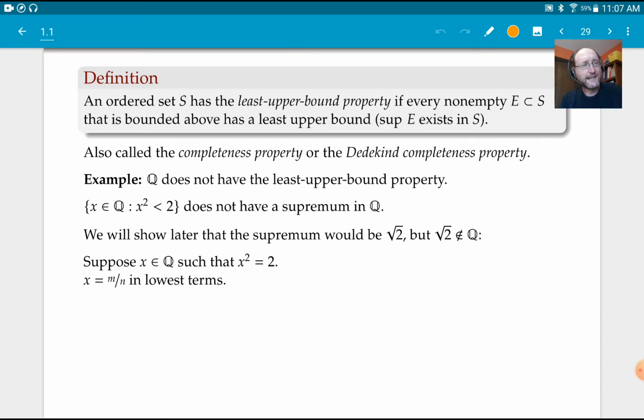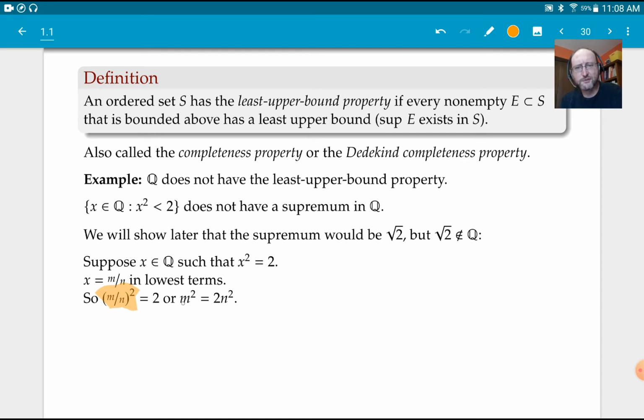So suppose that x is m over n, some rational number, and x squared is 2. So suppose there is such a number, because that would be the natural least upper bound. Then if I square this, m over n squared is 2.